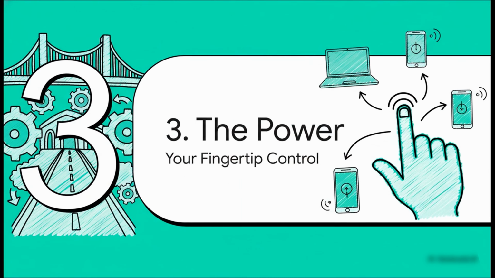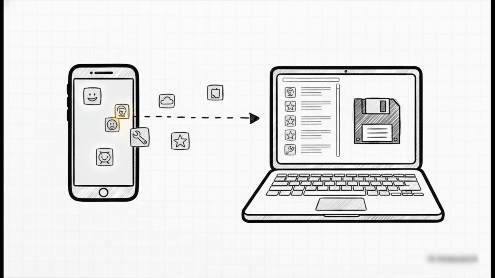All right, deep breath. The setup is done, the bridge is built, the connection is live. Now for the payoff. Let's dive in and see what this thing can actually do. So right off the bat, you can instantly pull up a complete list of every single app installed on that phone. No more endless scrolling through the app drawer. You get a full inventory right there on your laptop, and you can even save that list for your records.